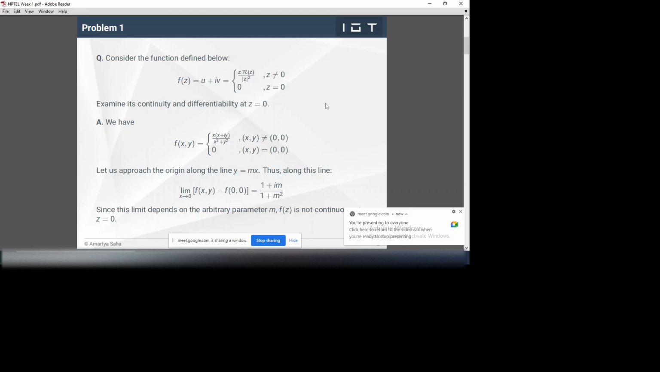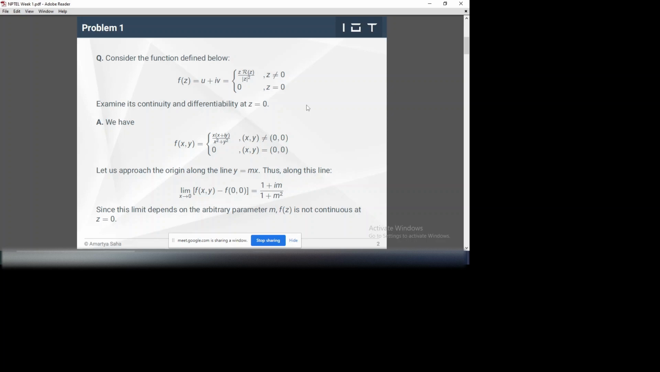This is one of the problems. I guess this was the first problem. Consider a function that is given like this. Please follow the pointer. It is given like this. This is a piecewise function. Here Re z is the real part of z. And we want to examine its continuity and differentiability.